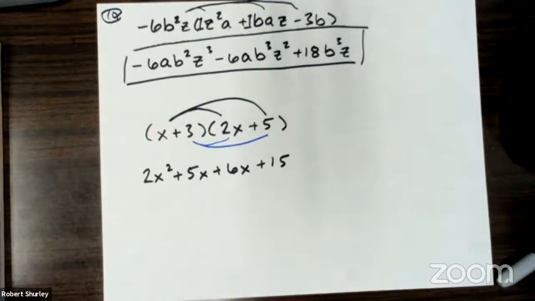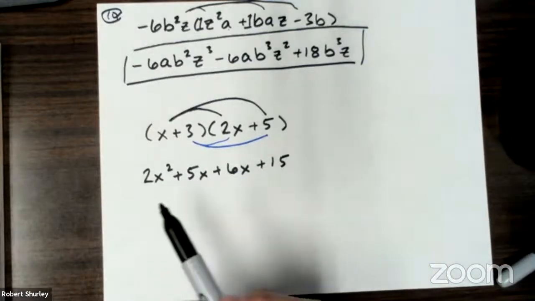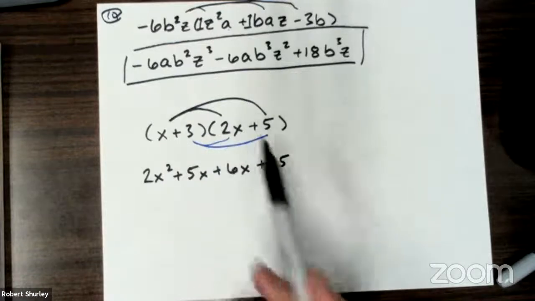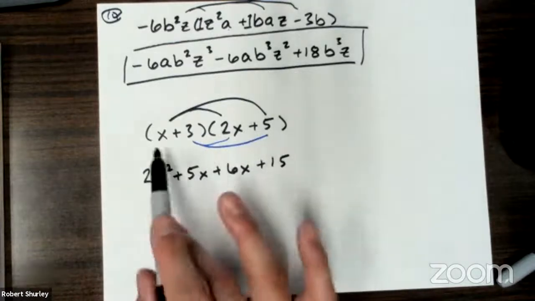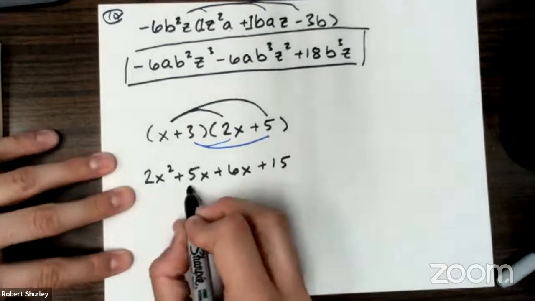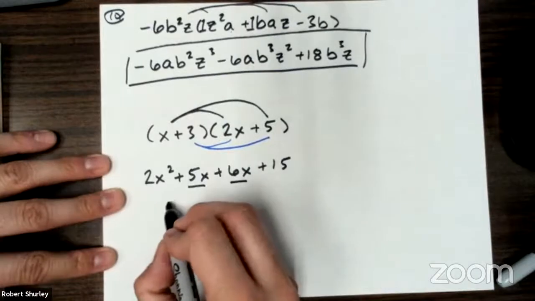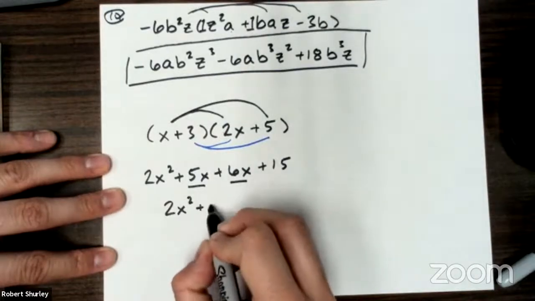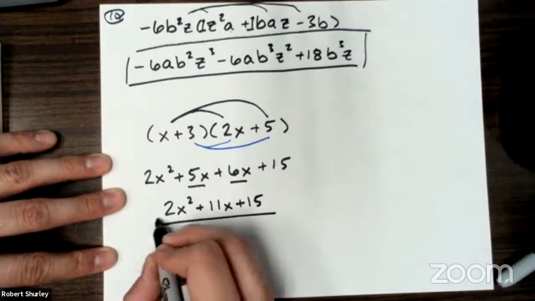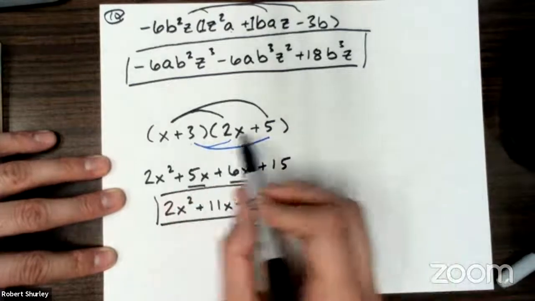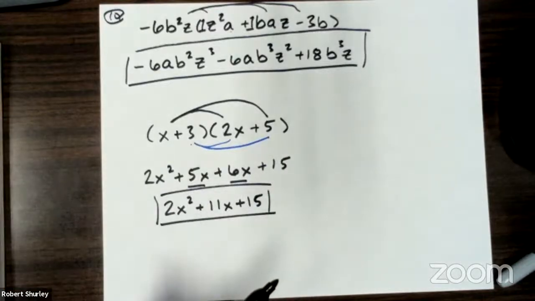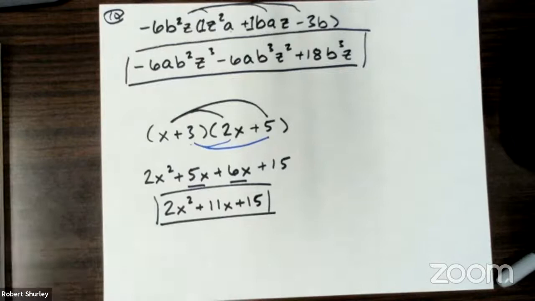That's the FOIL. Your book goes over the FOIL method. I'm not going to call it that, but really you just have to distribute each term fully into the second polynomial, okay? So I'm going to combine like terms now, right? 5x and 6x. And this gives me 2x squared plus 11x plus 15. Okay, notice a single degree polynomial times a single degree polynomial turns into a second degree polynomial. Kind of neat.